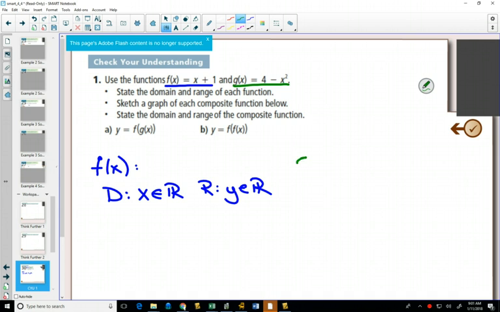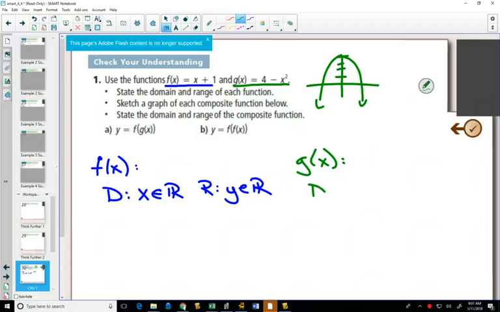For g of x, what type of graph is g of x? It's a parabola. Can you see that it's been flipped down and shifted up 4? And so the domain is everything. And our range, our y values have to be less than or equal to 4.